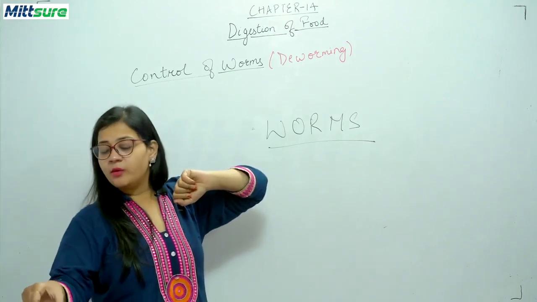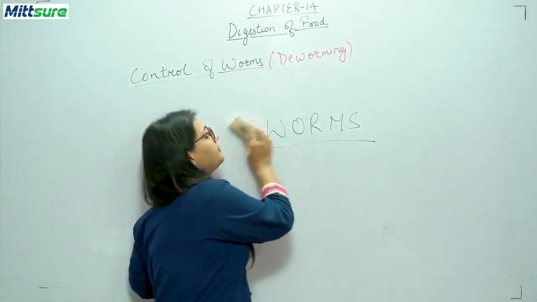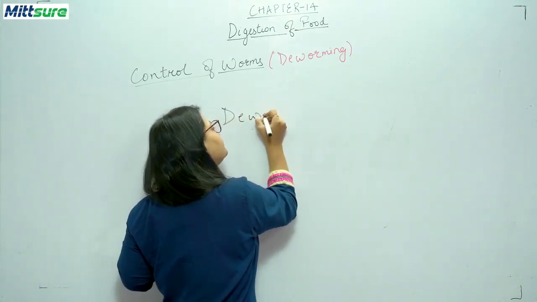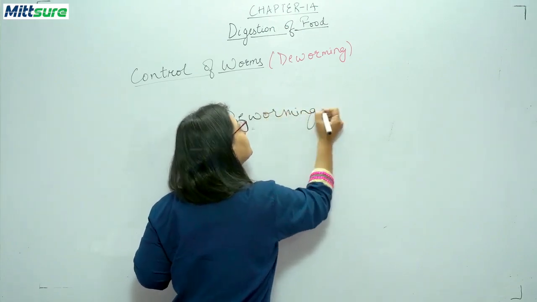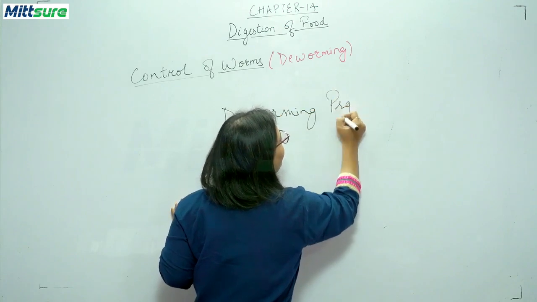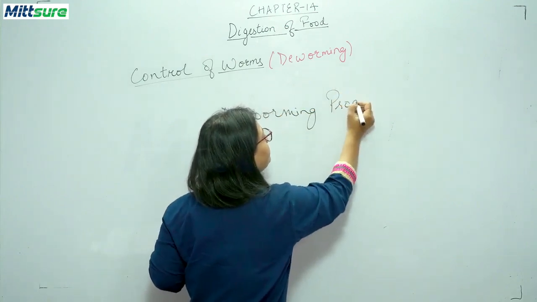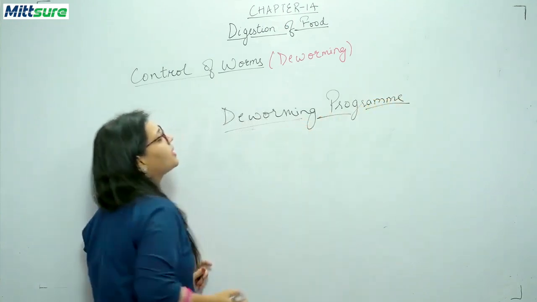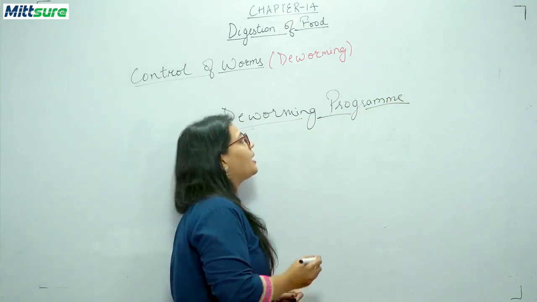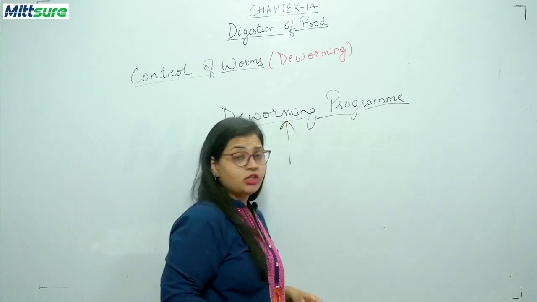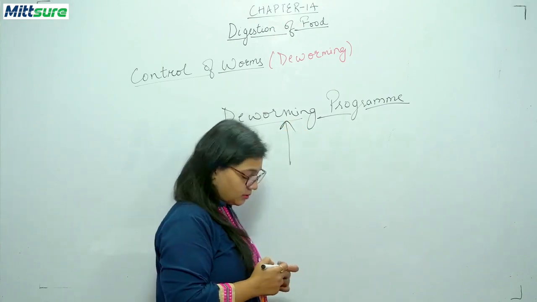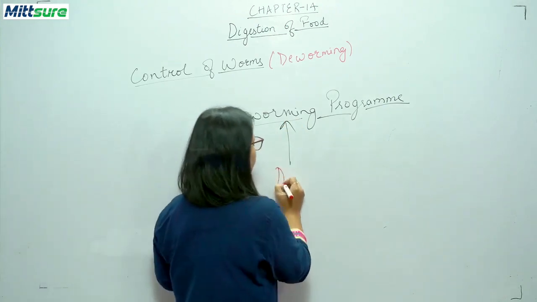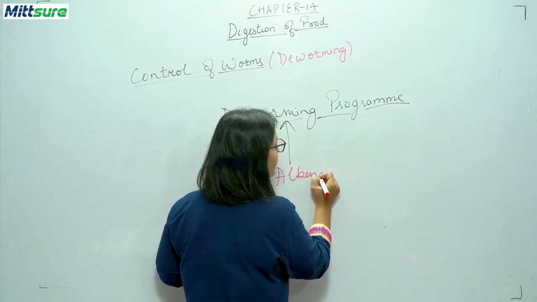What did the government start? The government started the deworming program. What is the deworming program? इस program के according, all the students were given a tablet, and the name of the tablet is albendazole.